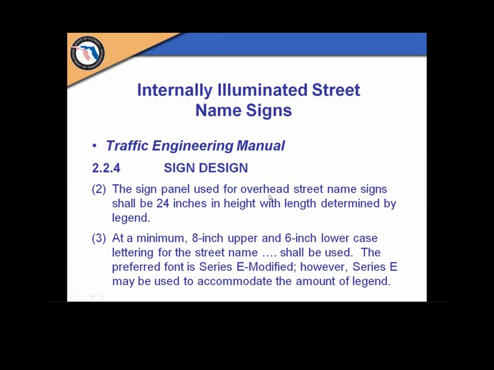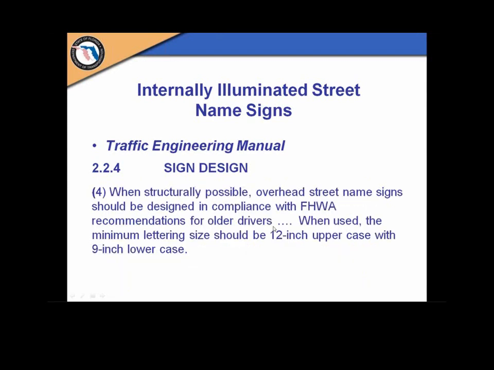The traffic engineering manual addresses overhead street name signs as a group. It doesn't differentiate between overhead street name signs that are static and those that are internally illuminated. But you notice the third note in that section says that a minimum 8-inch upper and 6-inch lowercase lettering is the minimum for street name signs. And it talks about some preferred fonts, and if you can't accommodate that, to drop down to a Series E. To compound the issue, the next one says FHWA recommends using a 12-inch uppercase and 9-inch lowercase font. So there's no clear guidance as to what to start with.